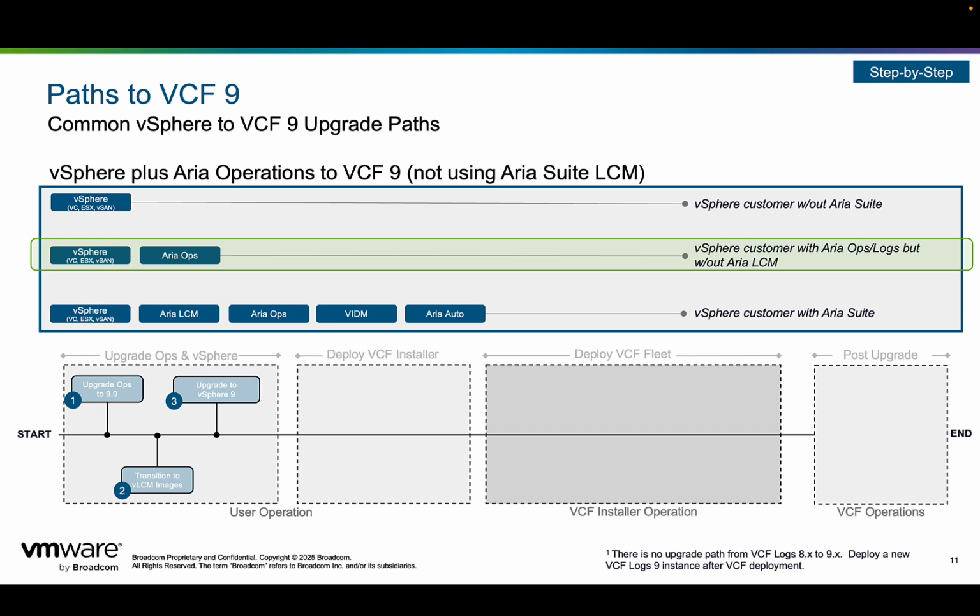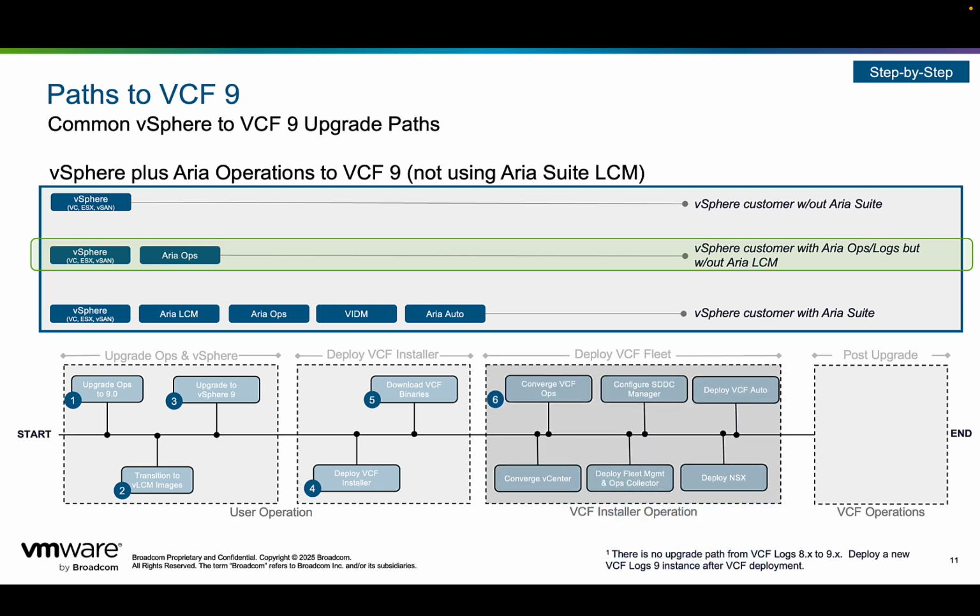With both operations and vSphere running on 9.0, you're ready to move on with the upgrade. So we will deploy an instance of the VCF installer, where we'll then go in and download the VCF 9 binaries. At this point, we will switch over to the VCF installer and use the wizard-driven UI interface to prompt for the required information and perform the upgrade.